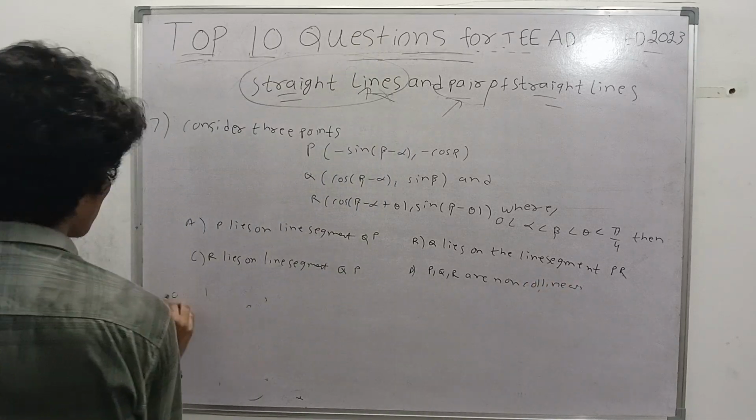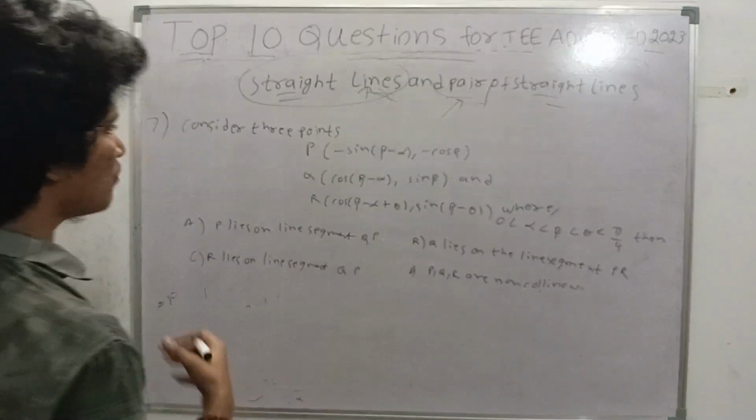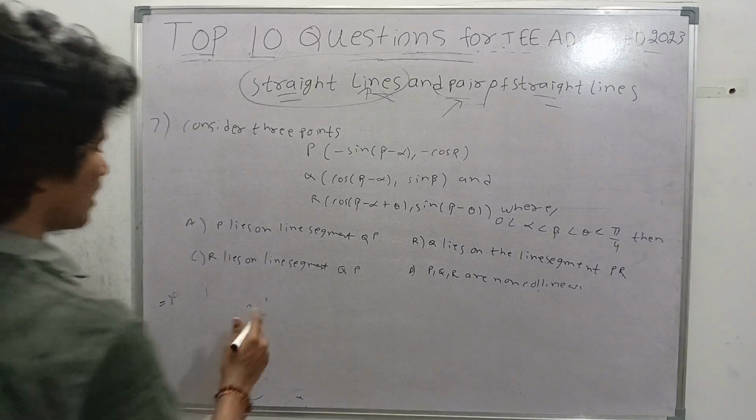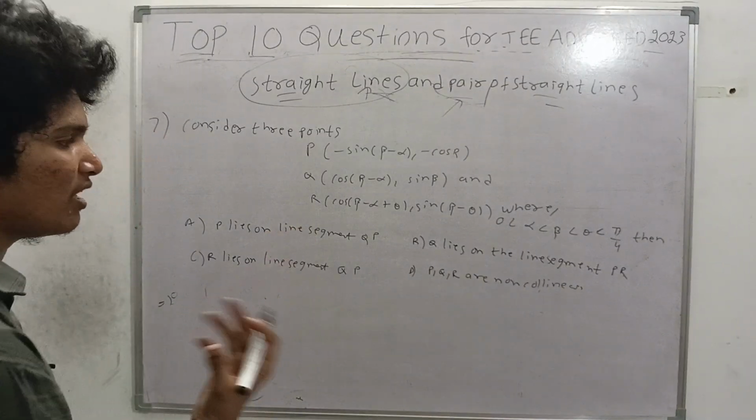This is the thing they given. You can observe carefully, consider these 3 points. They given 3 points, and you have to check where these 3 points are lying. So you can observe carefully. These are 3 points, and you have to check whether they are collinear or not.